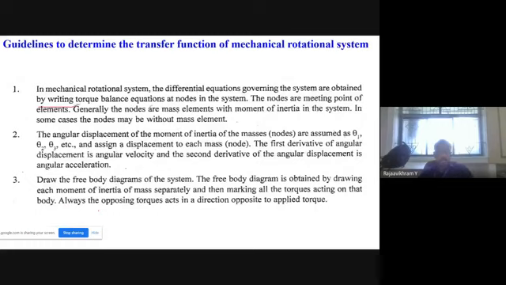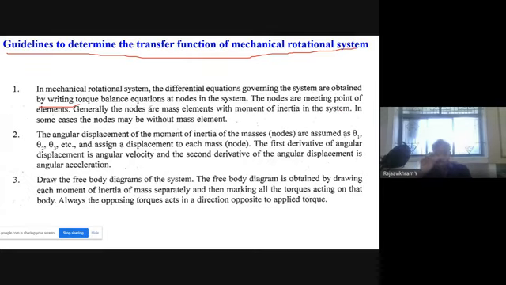I hope the guidelines were already discussed in the mechanical translation system. The same system, same procedure. First, you have to consider the node. Here, the node is J instead of M. So here, the node is considered with the same concept. Node, what is my node? It is a meeting point of the elements. There, we consider the mass M.